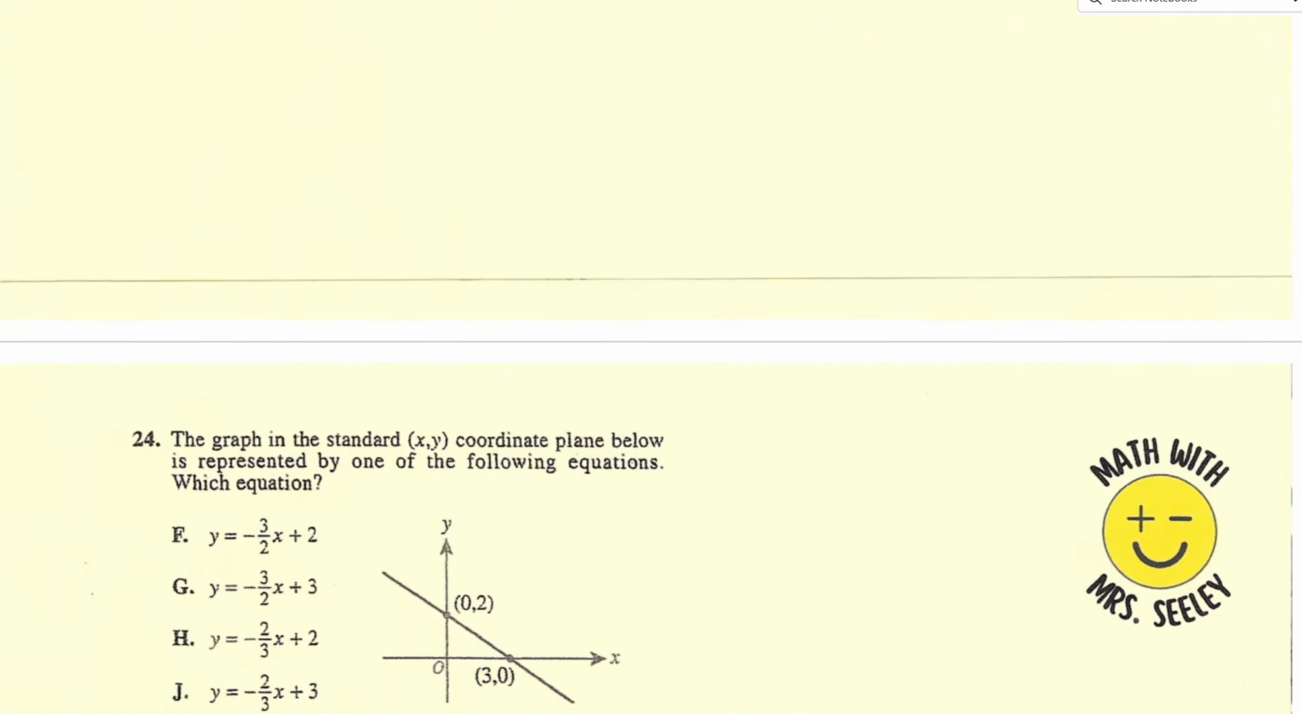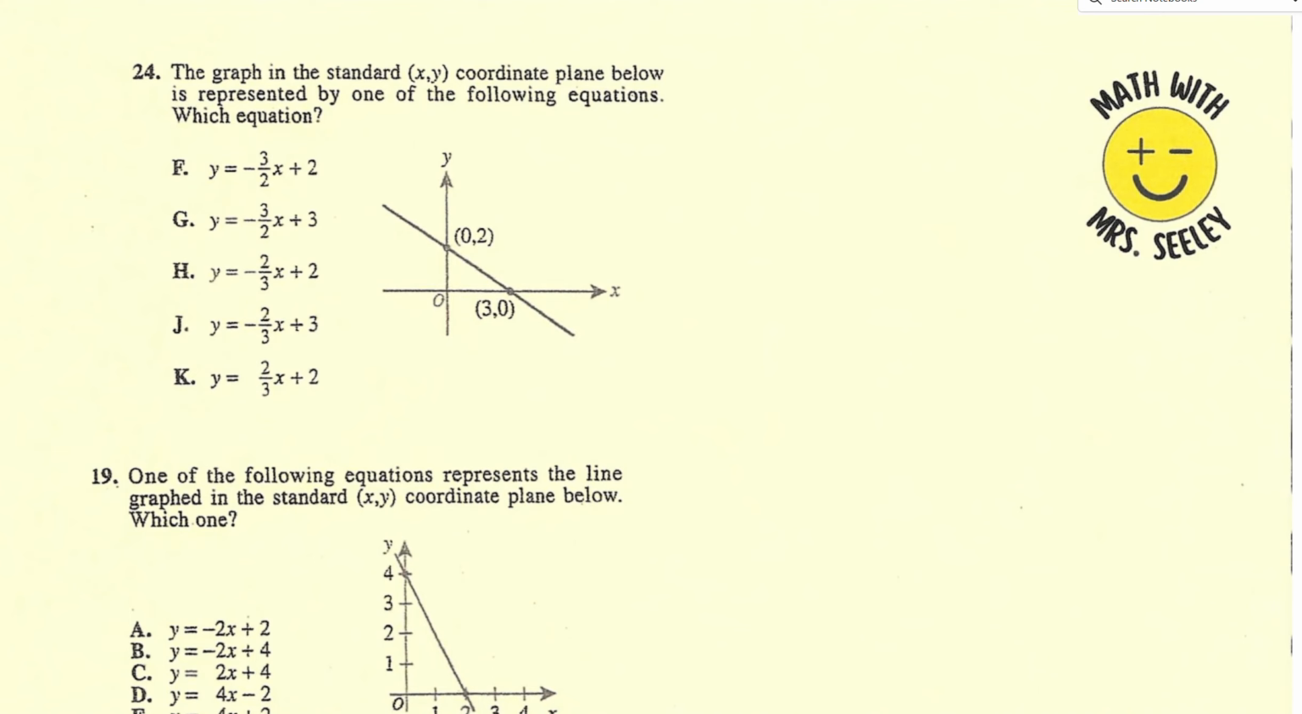Okay, let's take a look at number 24. Why don't you guys pause the video and try this one for yourself? Okay, the question says, which of these is this line? Well, I know my y-intercept is positive 2. So it's got to be F, H, or K.